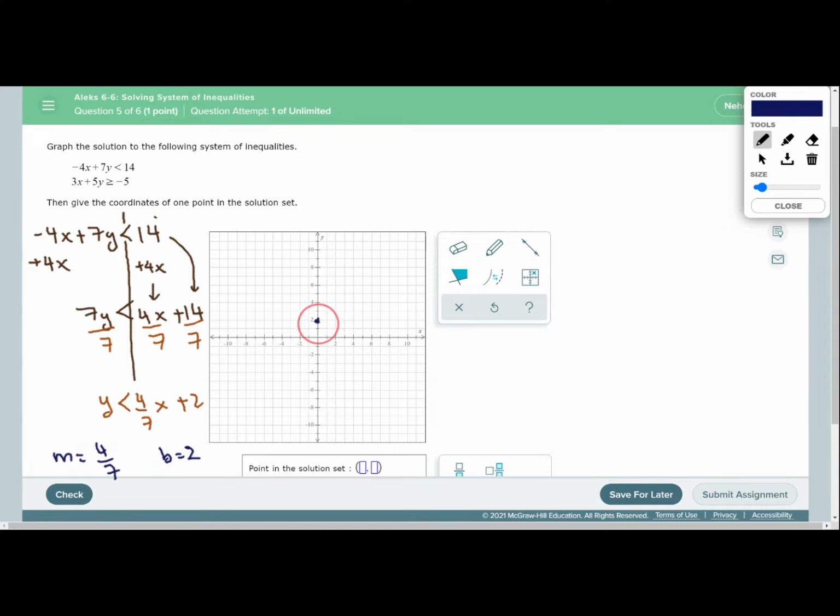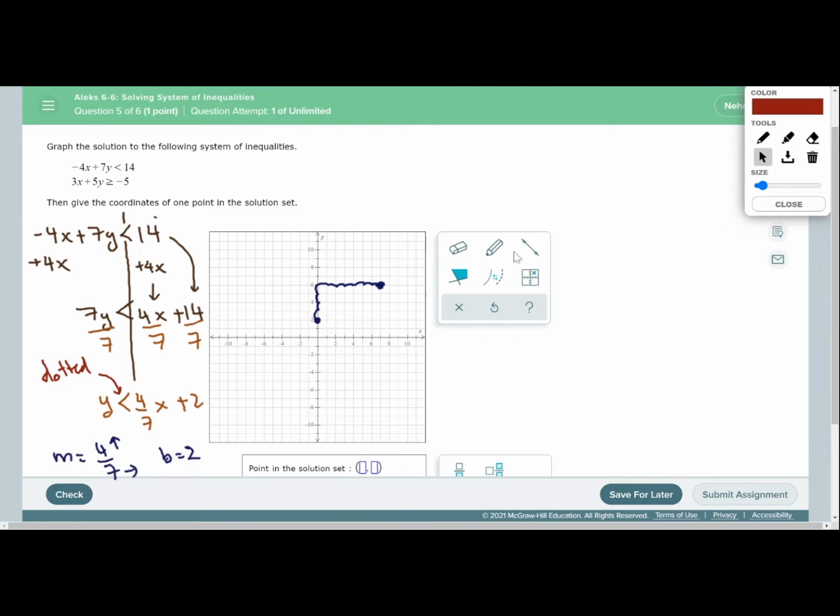We begin at 2. Go up 4 and run 7. 1, 2, 3, 4 over 7. 1, 2, 3, 4, 5, 6, 7. And we can do the reverse, but 2 points is good enough for Aleks. What kind of line is this, solid or dotted? The answer is dotted. I'm about to say solid. It's dotted, not included. All right, so we're going to draw the line here.